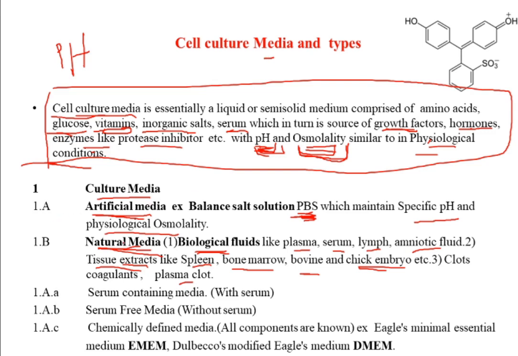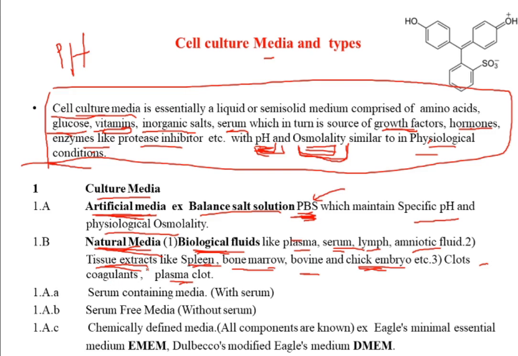So media can be divided into natural one, which is naturally available. For example, biological fluids, tissue extracts and clots. The example is plasma, serum, and the spleen, bone marrow, or chicken or bovine extracts, or the plasma clots, etc. The example of artificial media means one which is synthesized by human beings, which is not naturally available. The example is balanced salt solution. The fine example is the phosphate buffer saline solution.